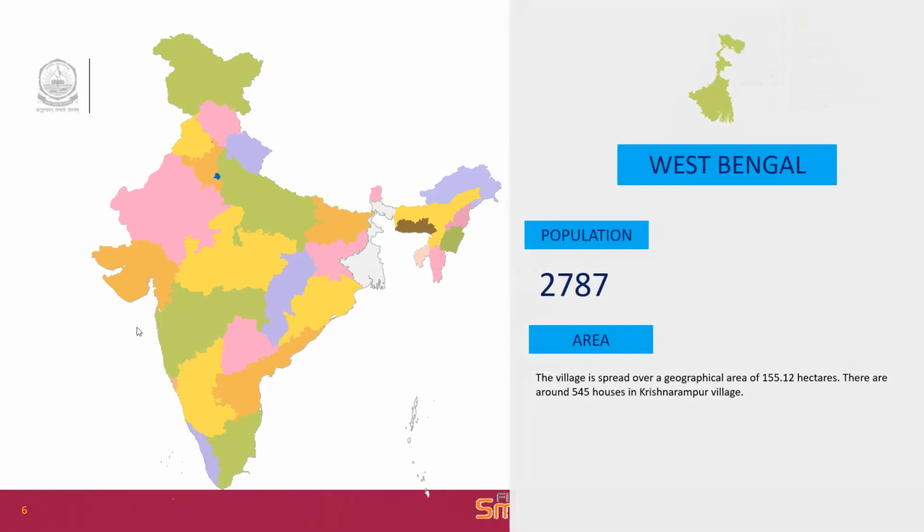Krishnarampur village is situated in the Bishnupur 1 block, tehsil of South 24 Parganas district in West Bengal, India. The village is one among the 101 village communities adopted by Amrita SeRVe, the Self-Reliant Village Program of Amrita. The village is spread over a geographical area of 155.12 hectares, and Krishnarampur has a total population of 2,787. There are about 545 houses in Krishnarampur village.